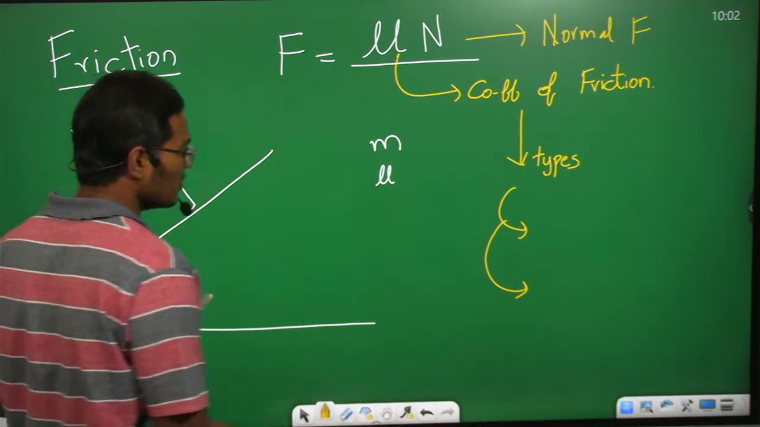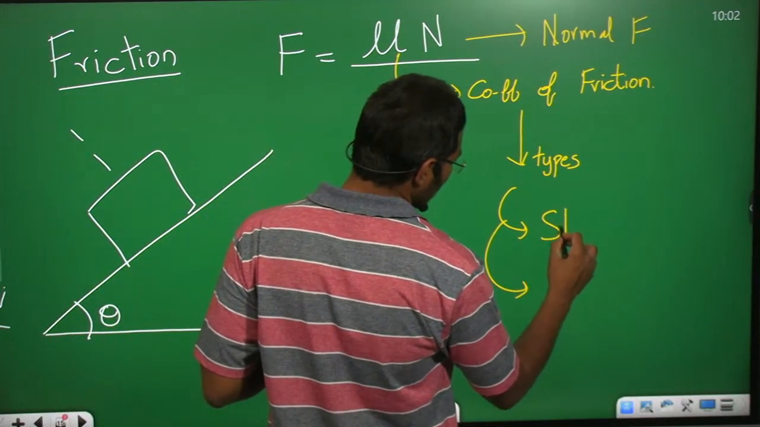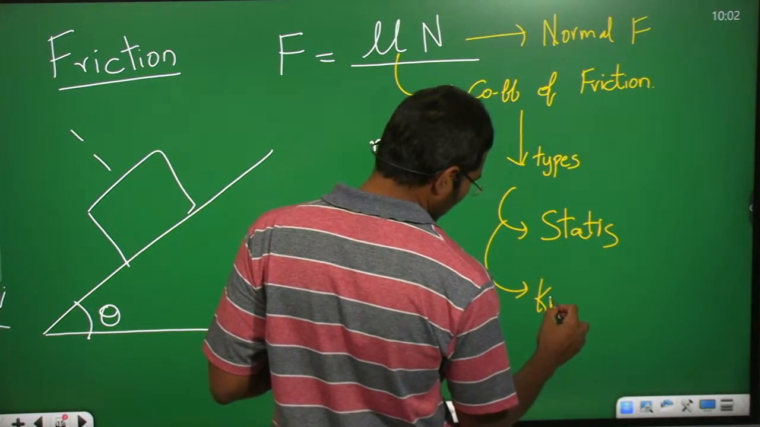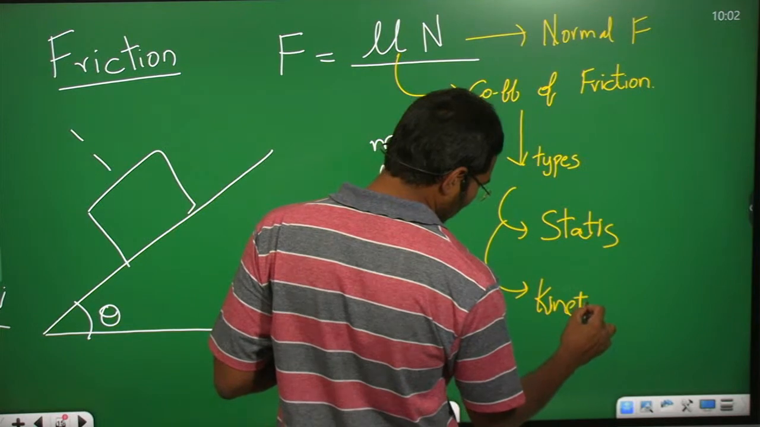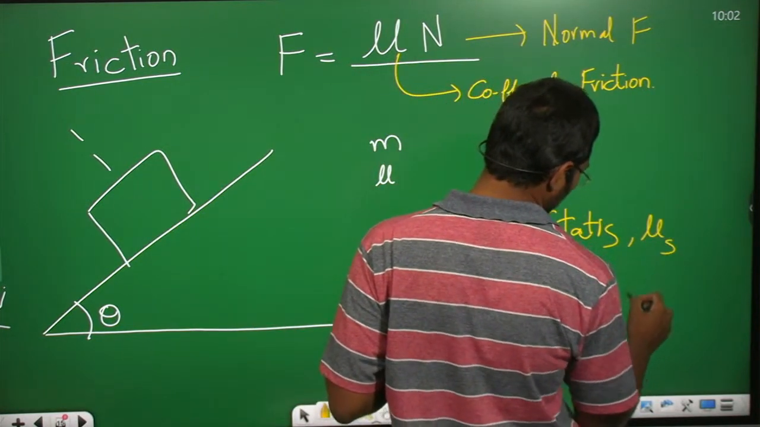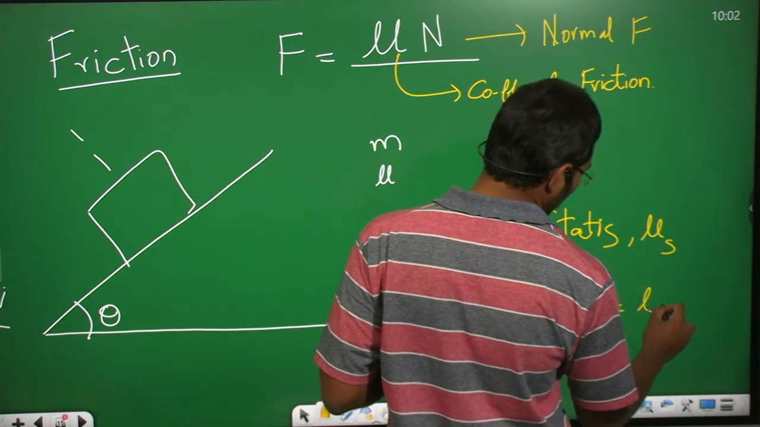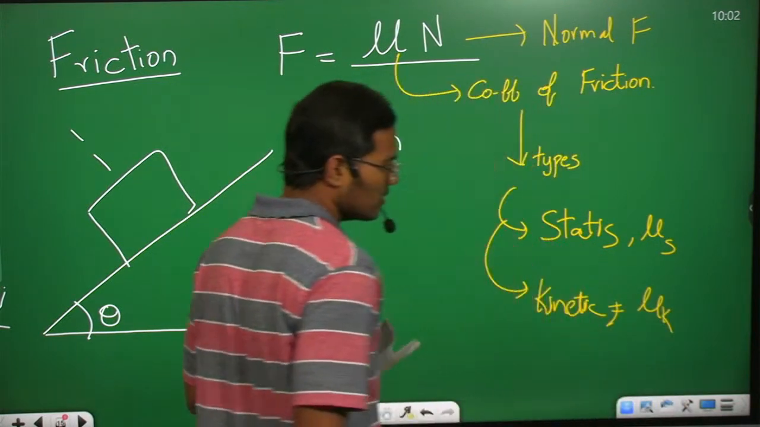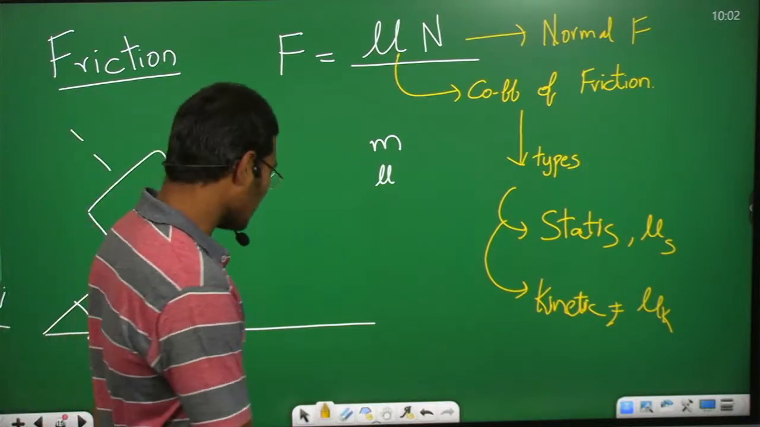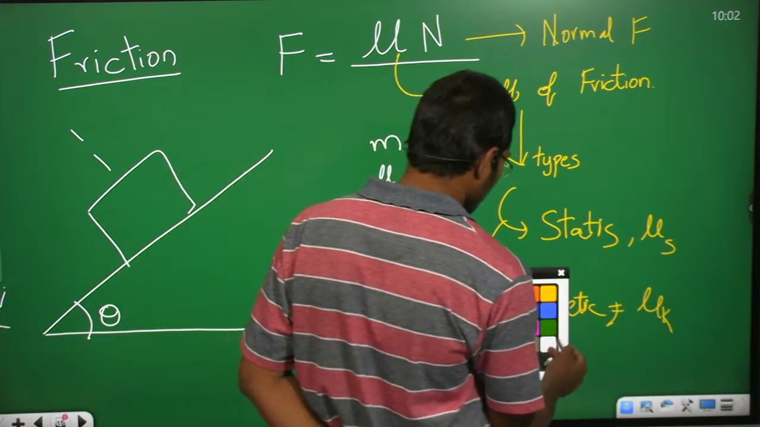So the types of coefficient of friction: one is static, the other is kinetic. Okay. So it is represented by mu s. So which among them is greater? Static is greater than kinetic. Why?